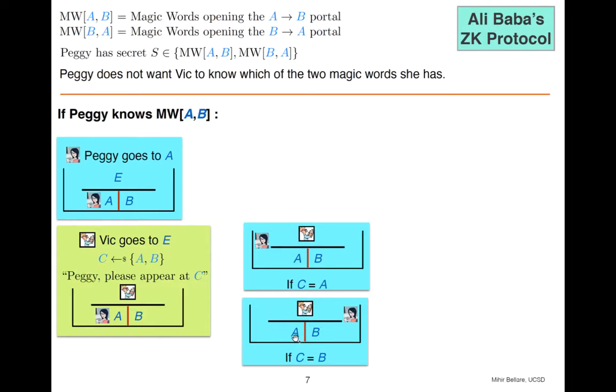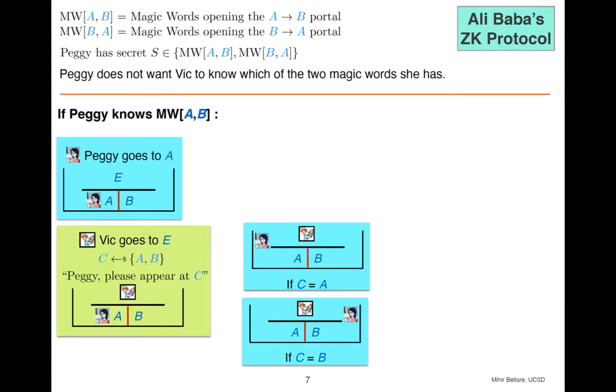Now, in general, it would be kind of hard to do because you have to get across this portal, which is very difficult in general. But Peggy happens to know the magic words for A to B. So if she's asked to come out at B, she whispers those magic words, and that allows her to get through and come out here. So again, Vic says, well, great, you managed to appear at the end I asked you to.